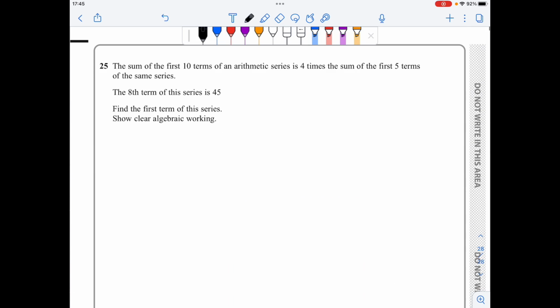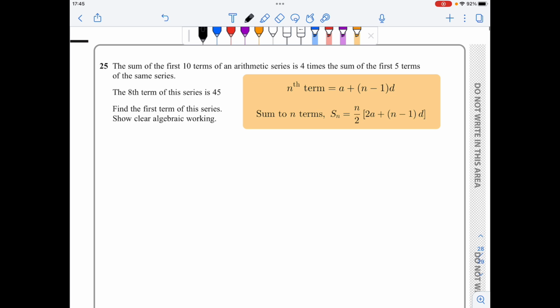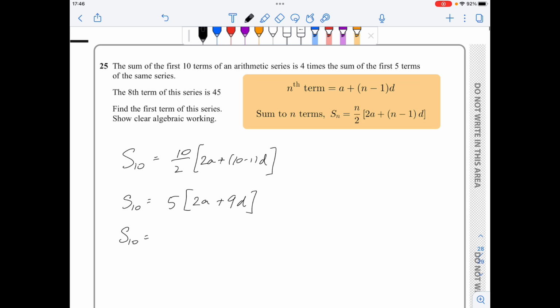For question 25, I'll need to use the following two formulae. I'll start with the sum of the first 10 terms, so S10 is equal to 10 over 2 times 2a plus 10 minus 1 times d, and if I simplify this, I'll get 5 times 2a plus 9d. I can expand, so S10 is equal to 10a plus 45d.